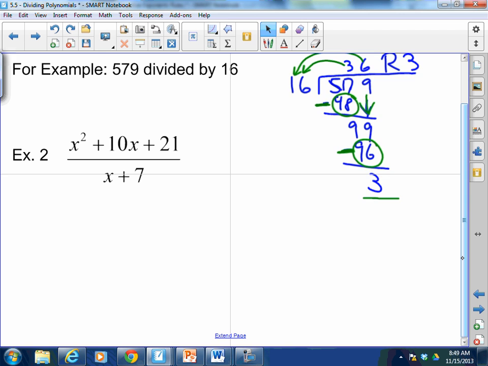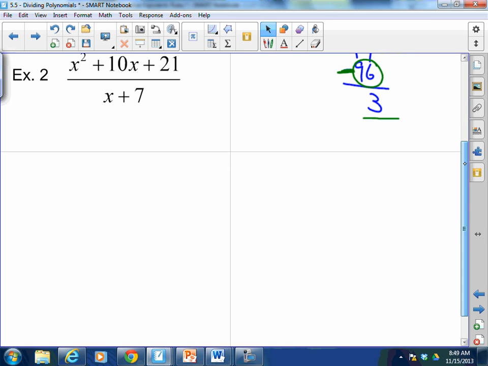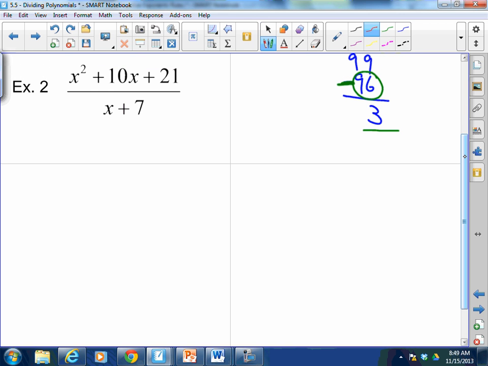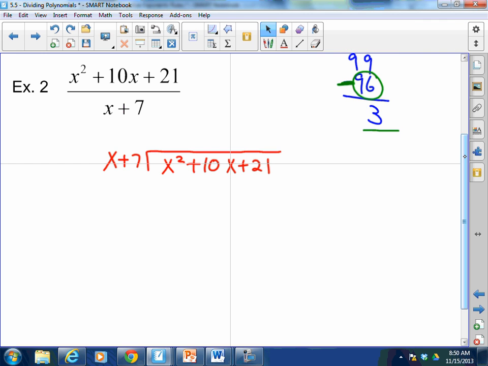Remember those procedures, because I promise you're going to get a little freaked out here for a second, but please remember those procedures. I have x squared plus 10x plus 21 divided by x plus 7. So I'm going to have x plus 7 on the outside, and I have x squared plus 10x plus 21 on the inside. I know this is a foreign concept. I know that you're going to have to change the way you think a little bit. Most people logically would say, okay, cool, I got to work with x plus 7.